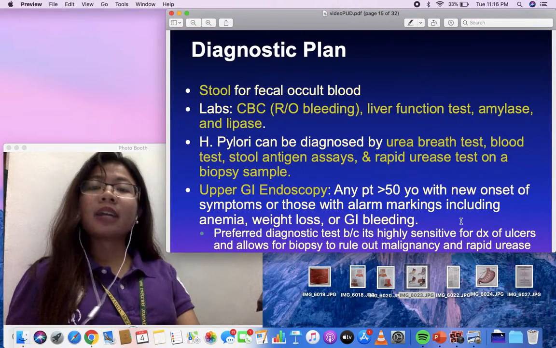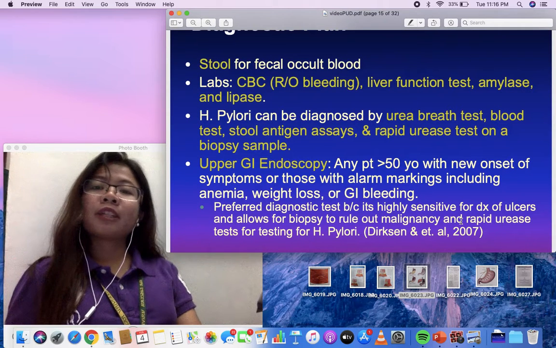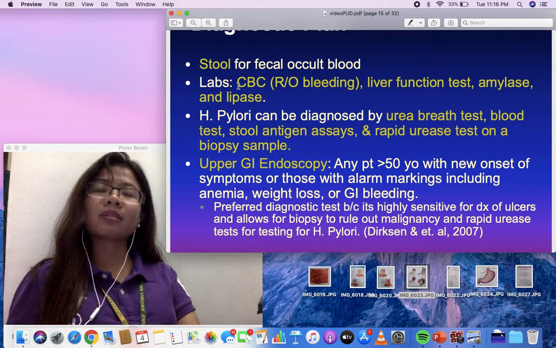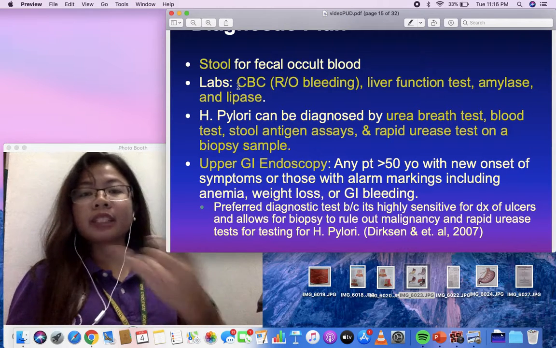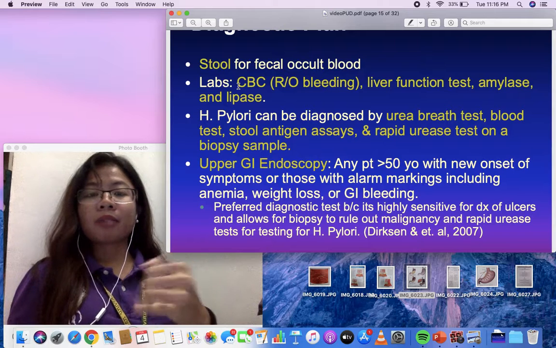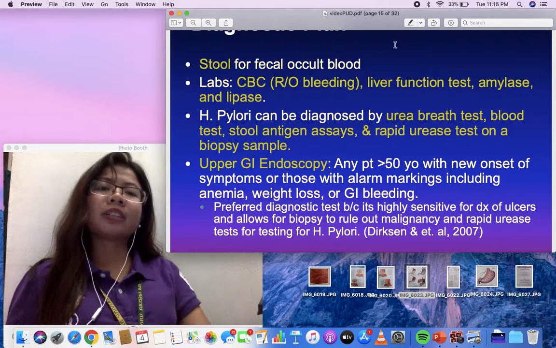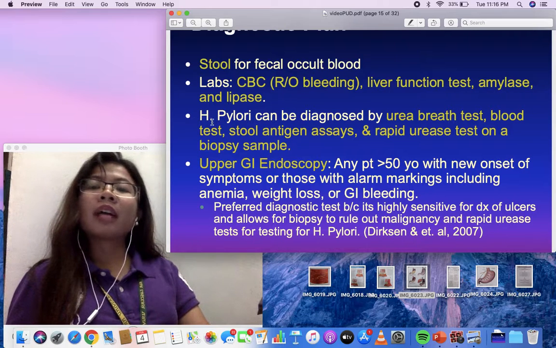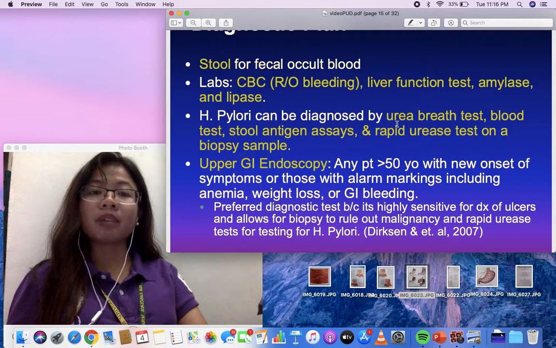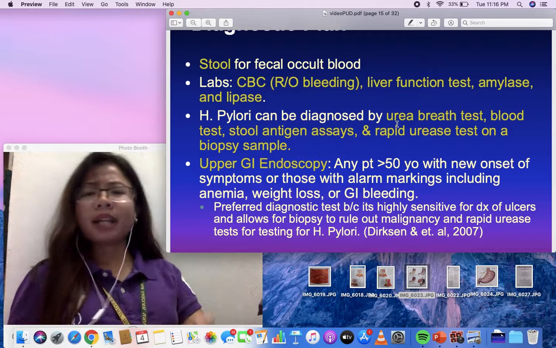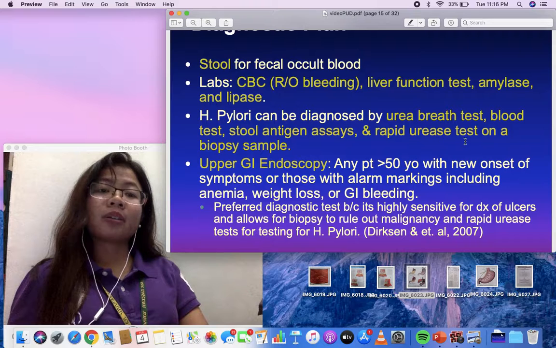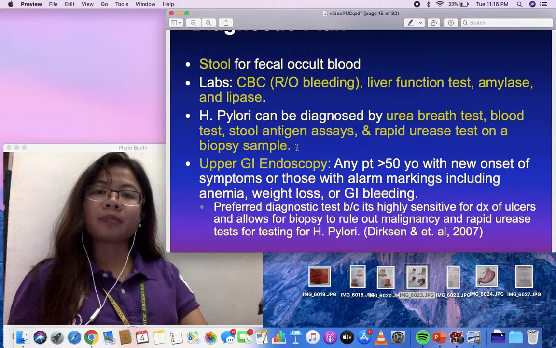Next is the diagnostic plan. First, the stool for fecal occult blood lab test. We should also do CBC for bleeding, liver function test, amylase, and lipase. Helicobacter pylori or H. pylori can be diagnosed by urea breath test, blood tests, stool antigen assays, and rapid urease tests on a biopsy sample.